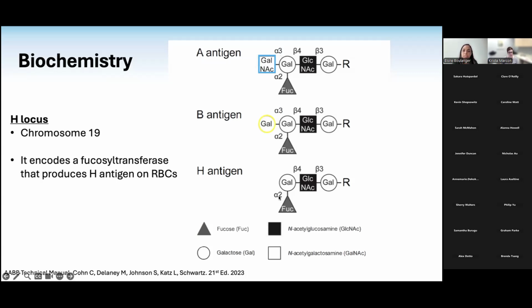Interestingly, there are some people who don't have H antigen at all, but these cases are very rare, and these are called Bombay phenotype because they were discovered in that city. So these people won't have H antigen at all, but those are rare cases.